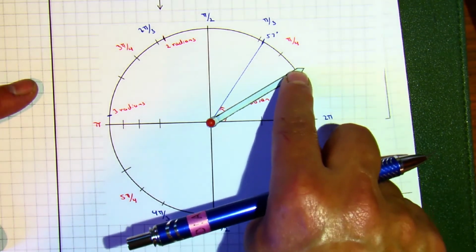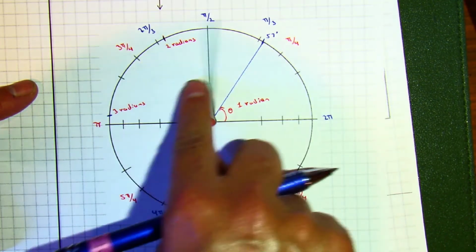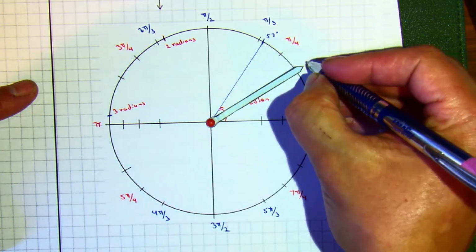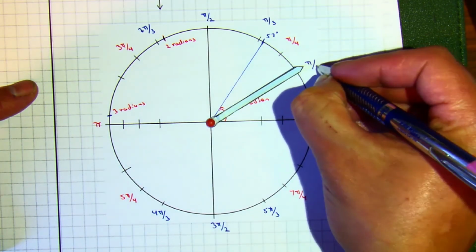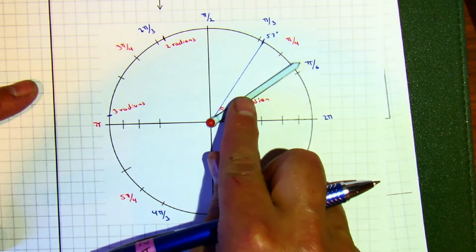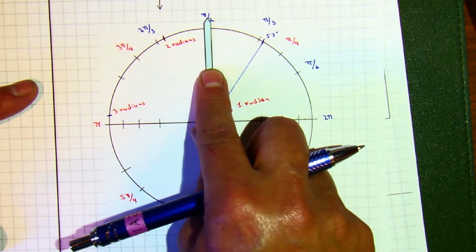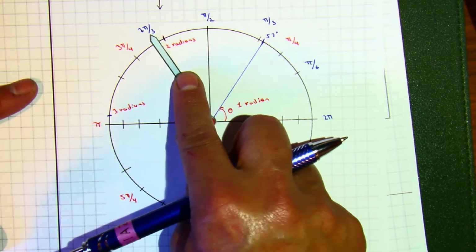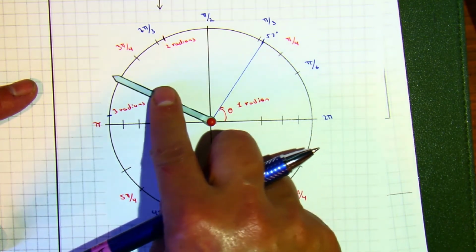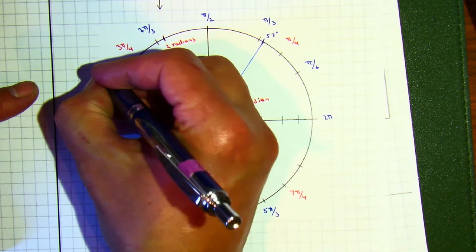Next will be your pi over 6. I'm going to divide my pi into 6 sections. This will be pi over 6, 1/6. This is 2 sixes, which is 1/3. This is 3 sixes, which is 1/2. This is 4 sixes, which is 2/3. This is 5 pi over 6.